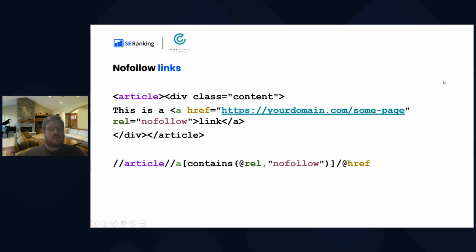You can also have a look to see if any no-follow links are present. So in this example, I look for /article//a for all of the links within the article, and then contains rel no-follow. And then at the end, you can even put the @href to tell you what the link address is.